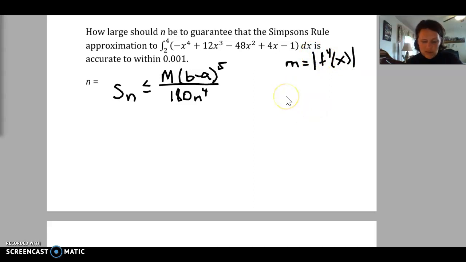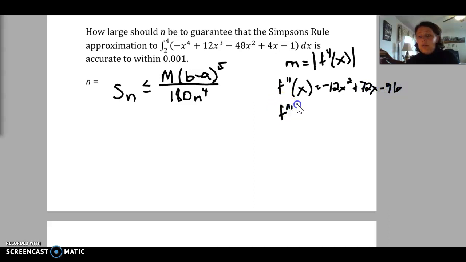So our second derivative, let's go back to where we ended off in the last one. We ended off with our second derivative being negative 12x squared plus 72x minus 96. Now we need to go to our fourth derivative. So our third derivative is going to be equal to negative 24x plus 72. And then our fourth derivative is equal to negative 24. So we want the absolute value of that to go in for m.